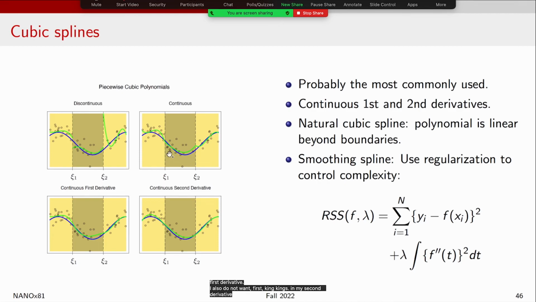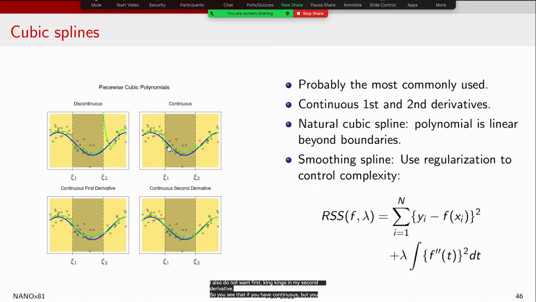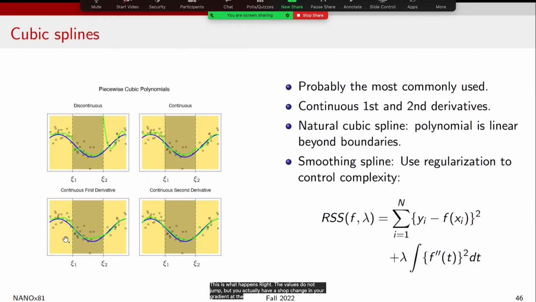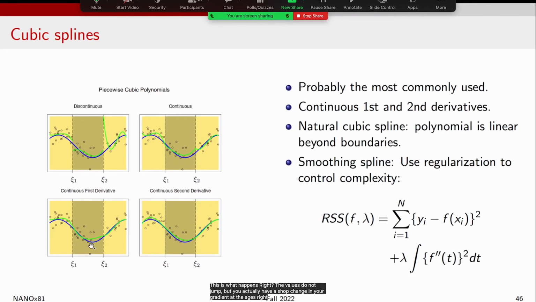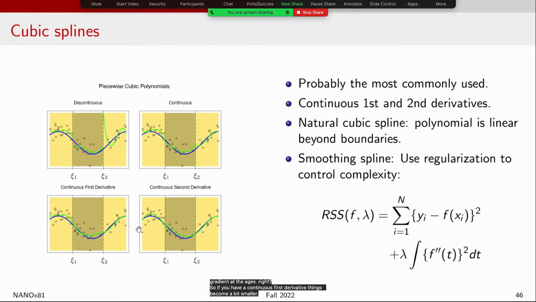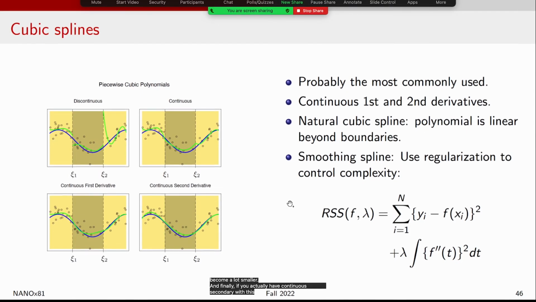So you see that if you have continuous values but you still have a discontinuous first derivative, this is what happens, right? The values do not jump, but you actually have a sharp change in your gradient at the edges, right? So if you have a continuous first derivative, things become a lot smoother. And finally, if you actually have a continuous second derivative, this looks perfectly smooth, right?